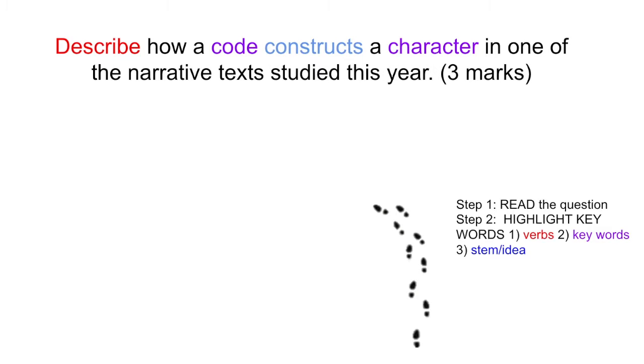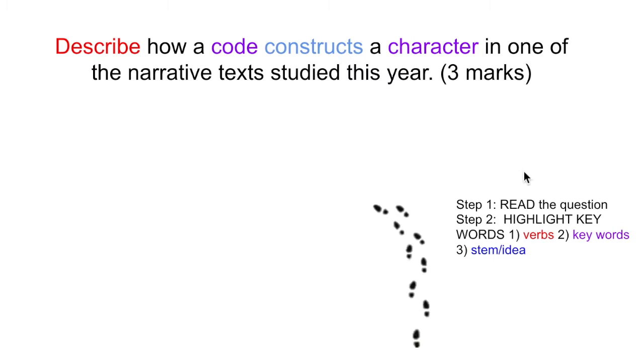Step 2, highlight the key words. The very first thing I'm going to highlight is the verb. A verb is a doing word, and we have instructional verbs. You've probably heard of them before, things like describe, identify, analyze, explain, discuss. They are so important because they will give you a bit of a hint of what the assessor is looking for you to do.